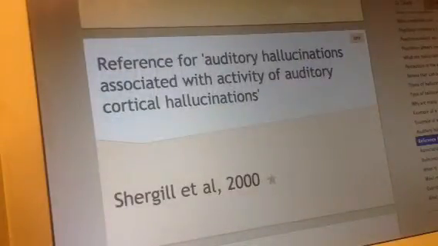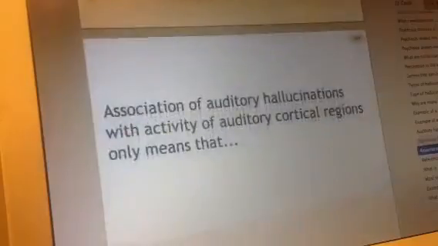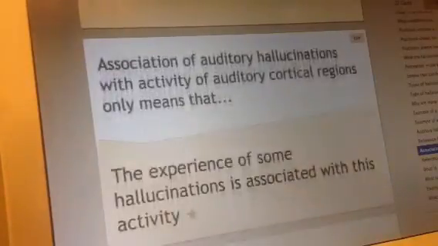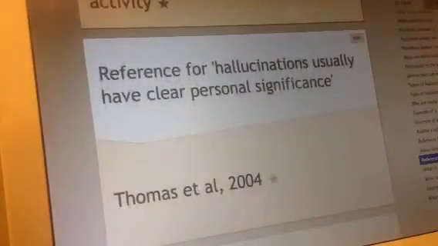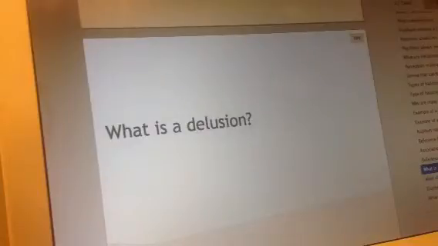Reference for auditory hallucinations being associated with activity of auditory cortical regions: Schergel et al. 2000. Association of auditory hallucinations with activity of auditory cortical regions only means that the experience of some hallucinations is associated with this activity. Reference for hallucinations usually have a clear personal significance: Thomas et al. 2004. What is a delusion?